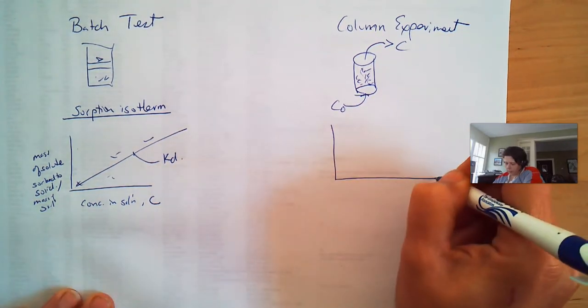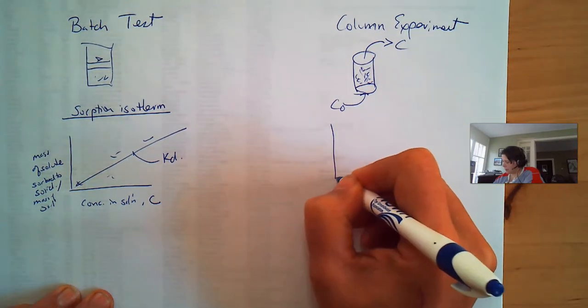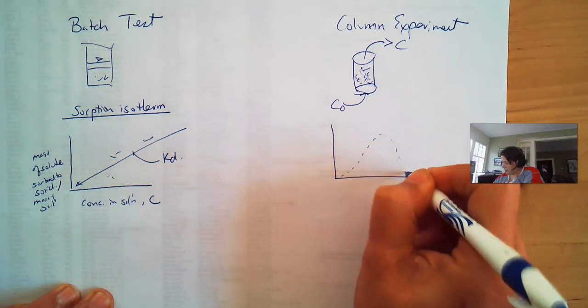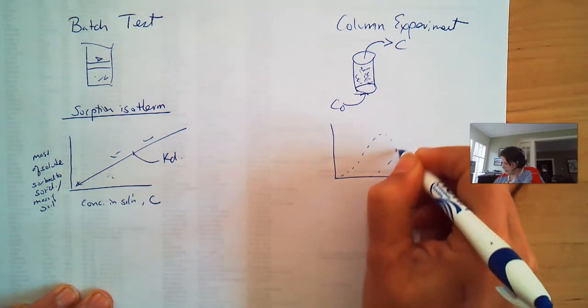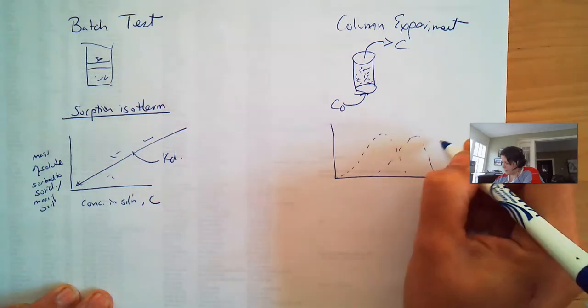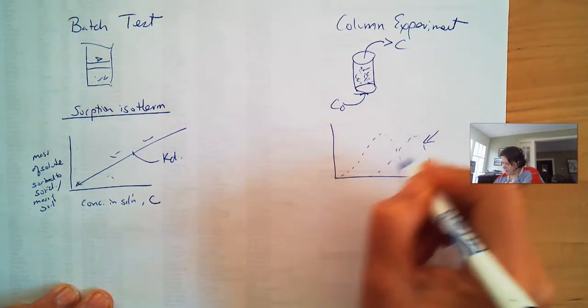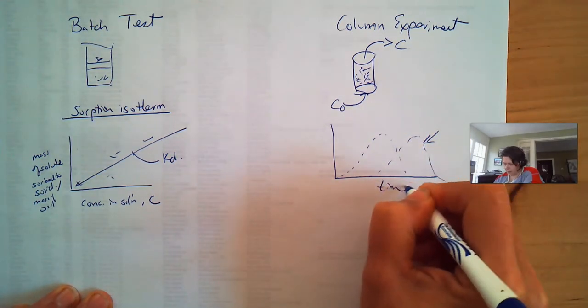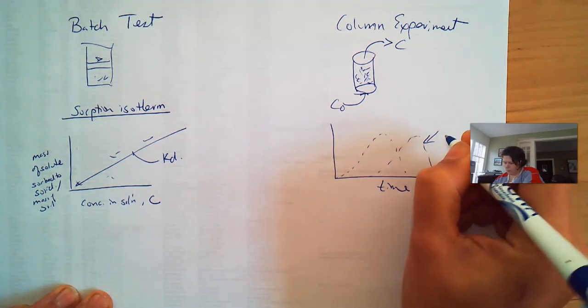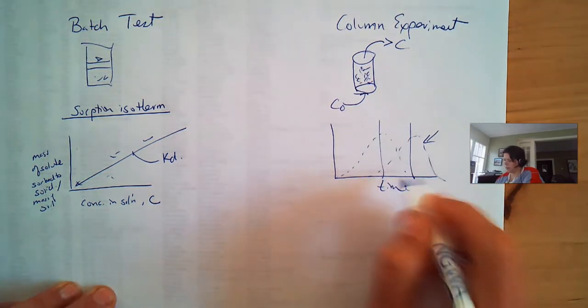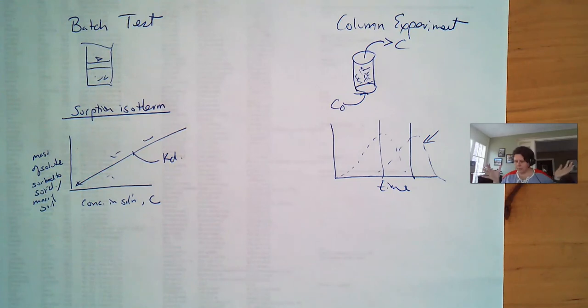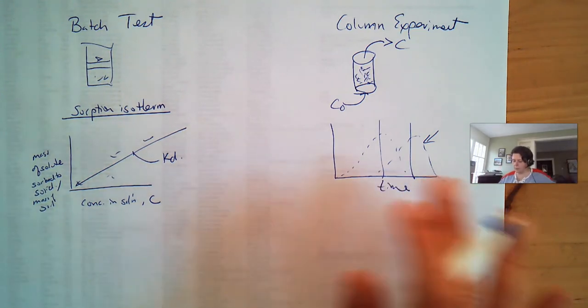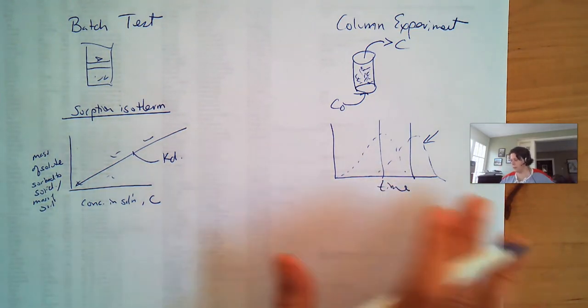And then we look at our breakthrough curves. We look at our reactive and our non-reactive, and this could be time here. We can look at the differences between the two breakthrough curves, and we've already talked about this. And so we can model these things.